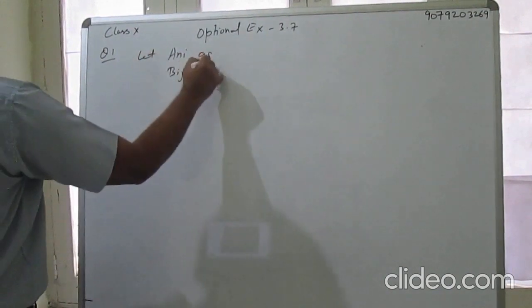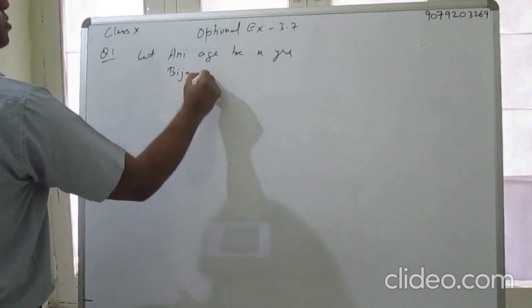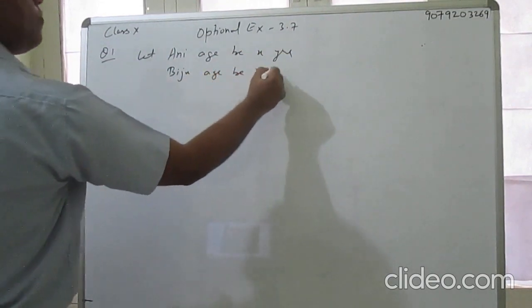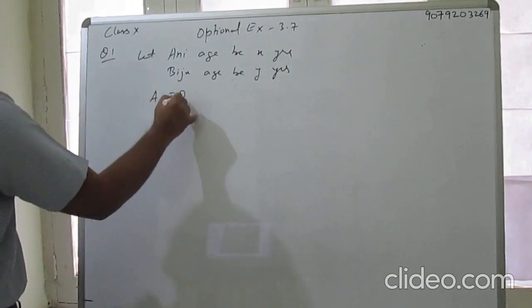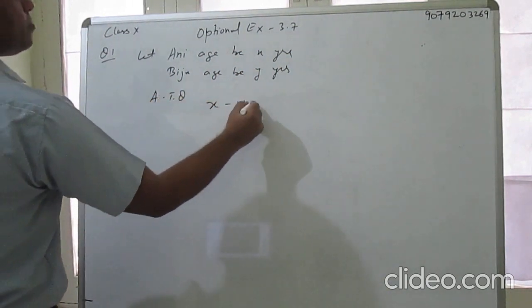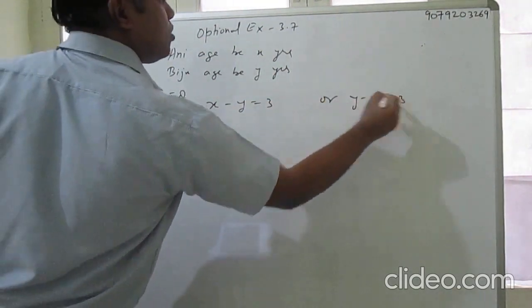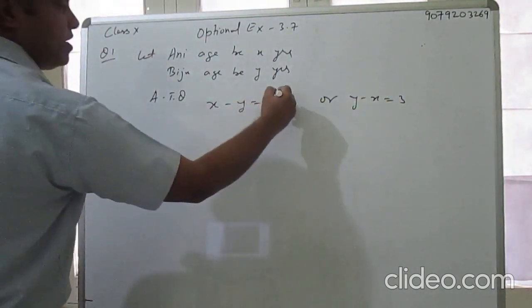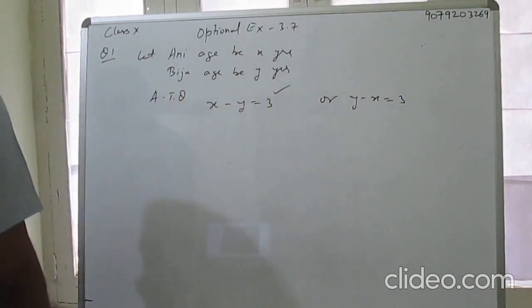Let Ani's age be x years and Biju's age be y years. According to the question, the ages differ by 3, so x minus y is equal to 3, or you can write y minus x is equal to 3. Both are correct. I will take this. The difference of these two ages is 3 years.